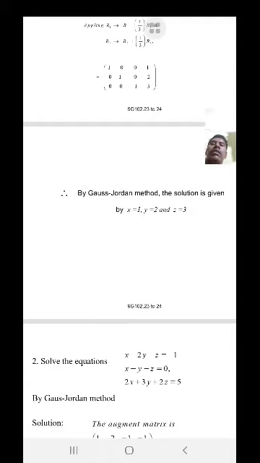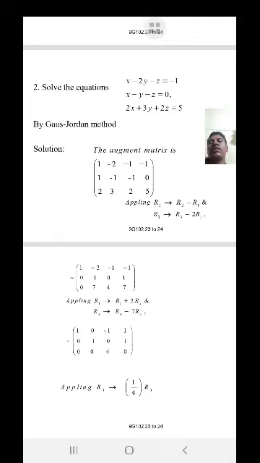And the second question is also there. See, solve the equations x minus 2y minus z equals minus 1, x minus y minus z equals 0, 2x plus 3y plus 2z equals 5 by the Gauss-Jordan method. Same as above we did. See here, solution. The augmented matrix is 1 minus 2 minus 1 minus 1.